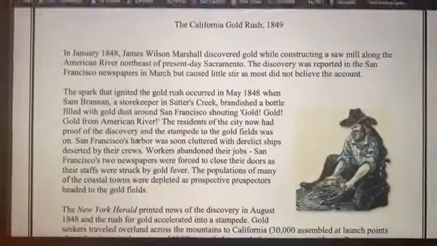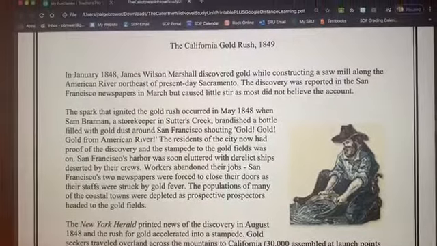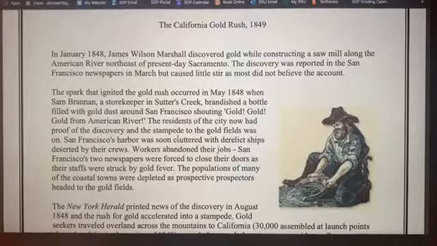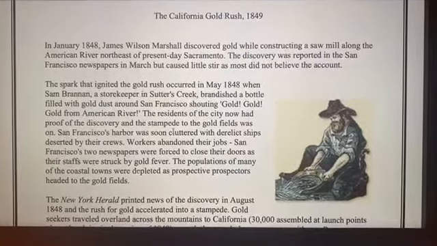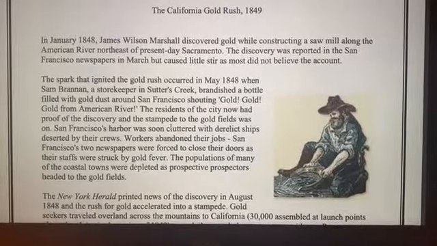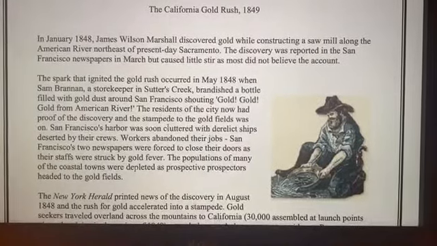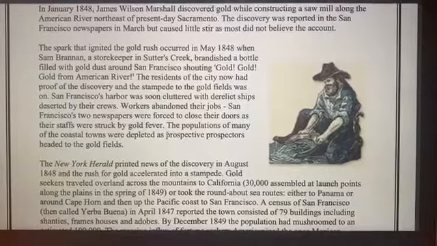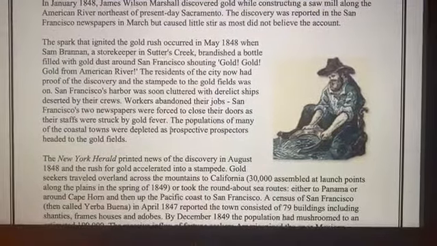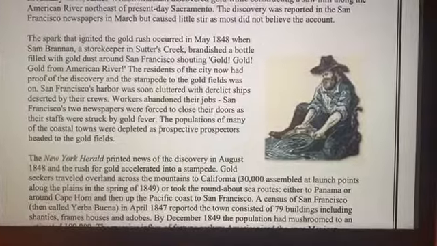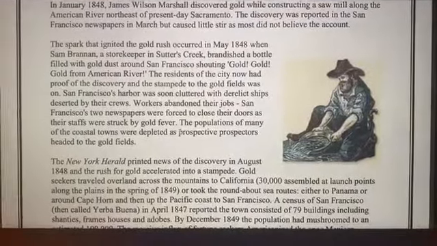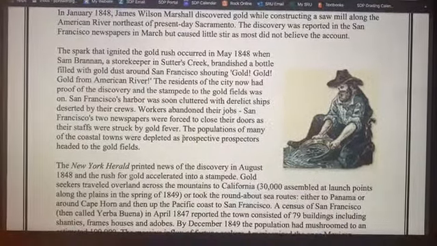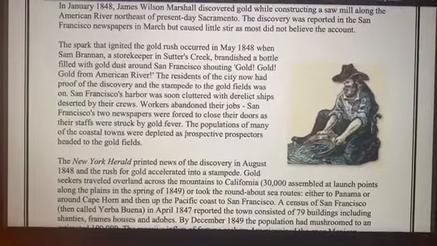California Gold Rush, 1849. In January 1848, James Wilson Marshall discovered gold while constructing a sawmill along the American River northeast of present-day Sacramento. The discovery was reported in the San Francisco newspapers in March, but caused little stir as most did not believe the account. The spark that ignited the gold rush occurred in 1848 when Sam Brannan, a storekeeper in Sutter's Creek, brandished a bottle filled with gold dust around San Francisco, shouting, "Gold, gold, gold from American River." The residents of the city now had proof of the discovery, and the stampede to the gold fields was on.